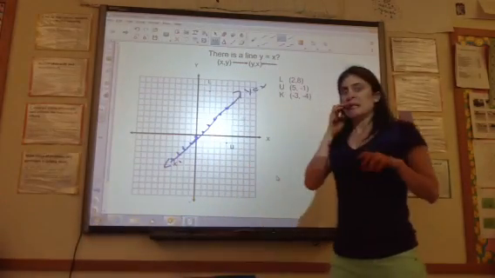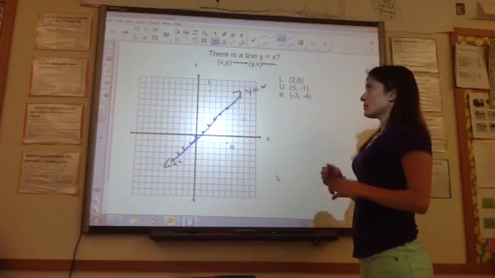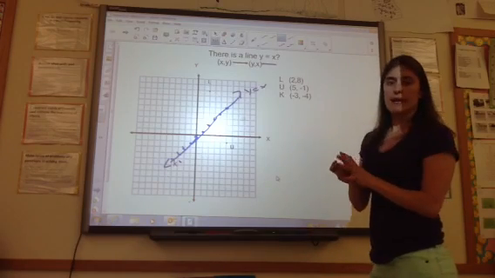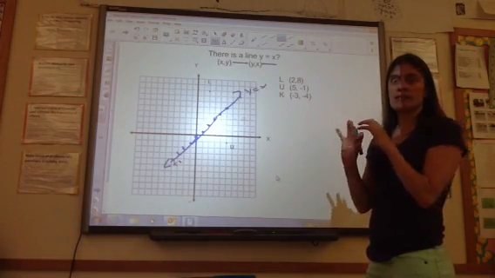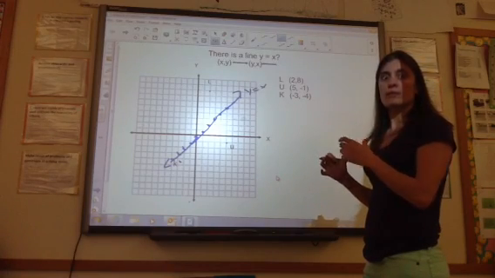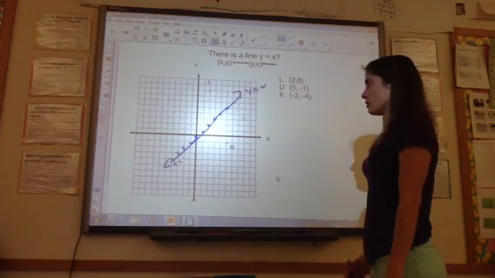Okay, so this is a reteach of the reflections over y equals x and the reflections over y equals negative x, because it seems from your assessments that these are the reflections where you need a little bit more help.